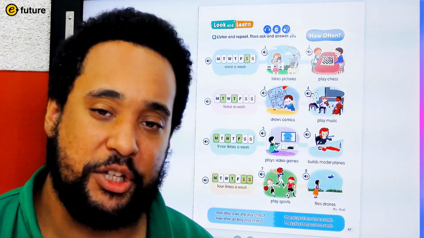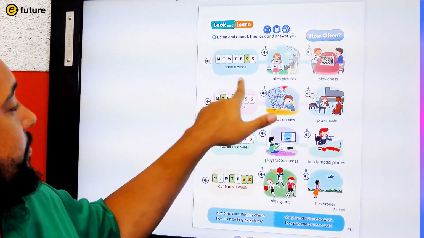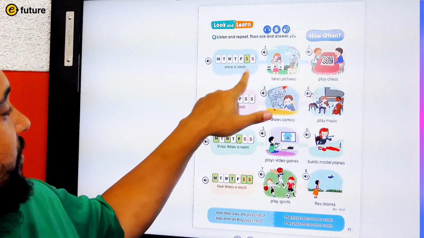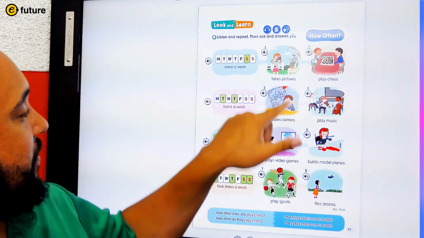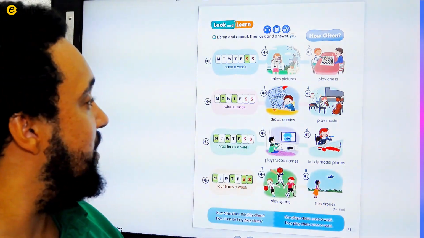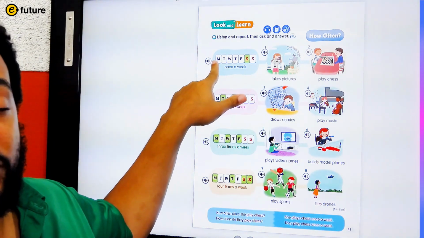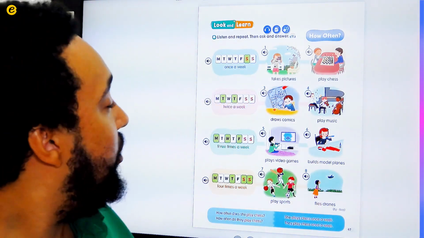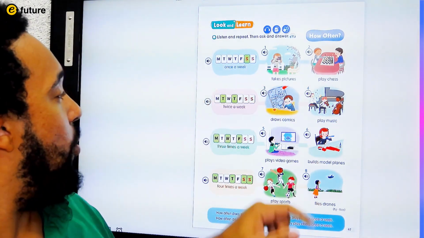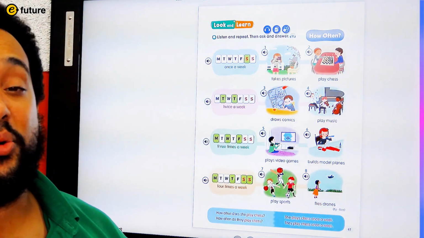How often do you play chess? Well, we can look at the screen here. We have this box over here, and it has the days of the week. Do you remember what the M is in the week? That's right, it's Monday. Now, you'll notice here that one of those days is colored green.